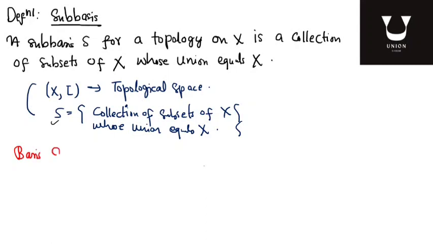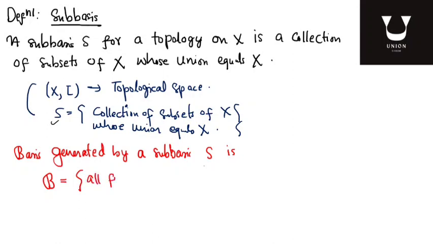The basis generated by a subbasis S, let me denote it by script B, is the collection of all possible finite intersections of elements of S. So given a subbasis for a topology on X, it will generate a basis, and the basis generated by a subbasis is the collection of all finite intersections of elements of S.